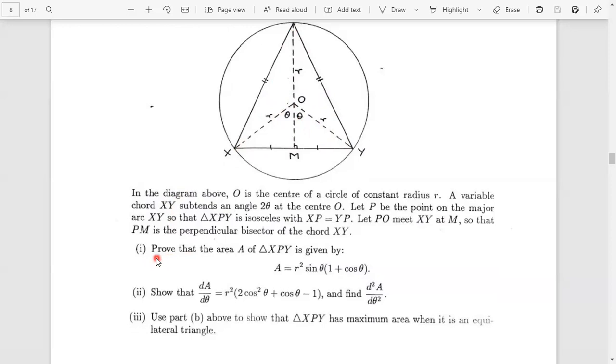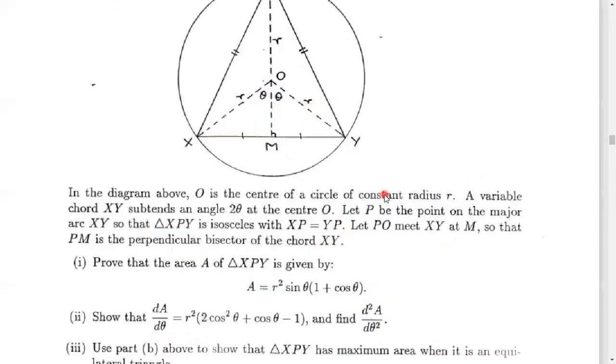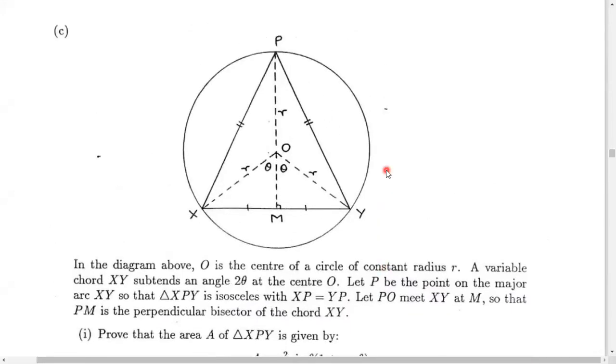And we basically want to prove the area, as we generally do, find an expression for the derivative, and then find the maximum area, which of course means making the second one 0. So now that we know where we're heading, let's take a look at the details of the question. You've got this diagram, and O is the center. You've got a constant radius r because of the circle.